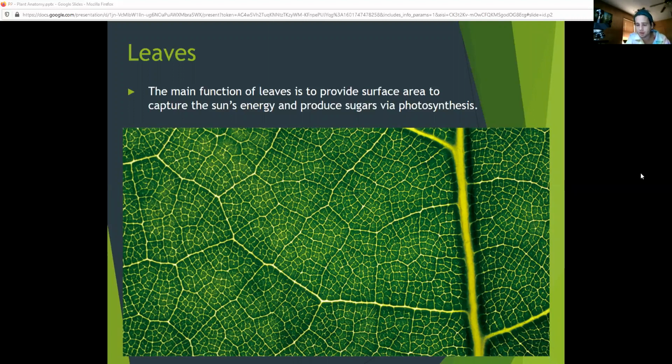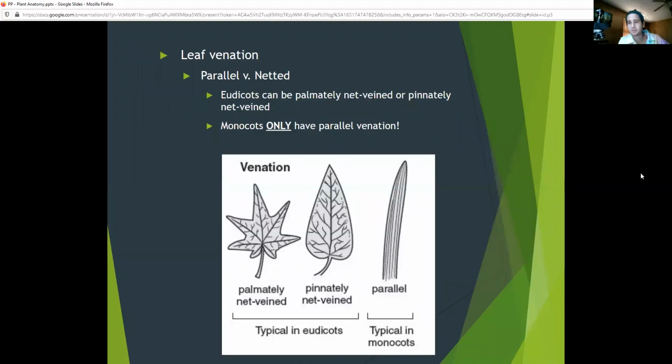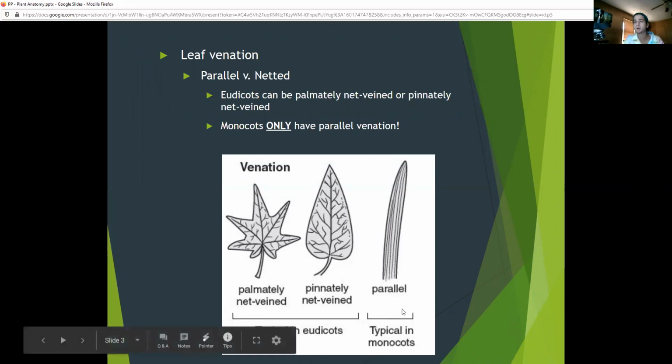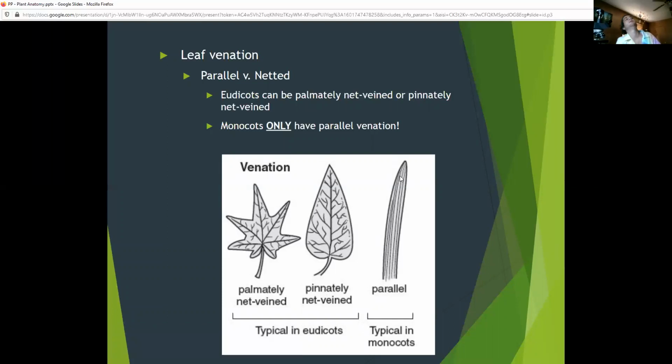So let's move on. We need to be able to discuss what a plant looks like, that way we can talk about them intelligently with other people and start to classify them. One of the first things that you'll notice when you're looking at a plant leaf is the venation on it. So does it have parallel or netted venation? Monocots will have parallel venation. So think grasses.